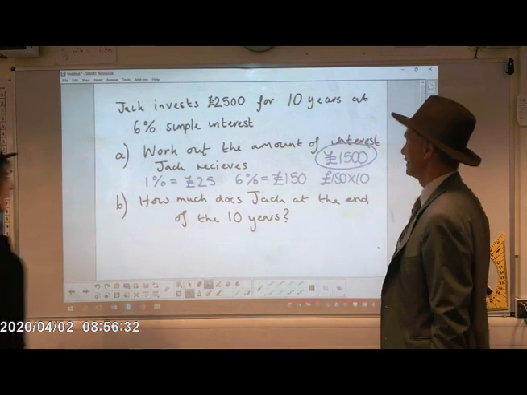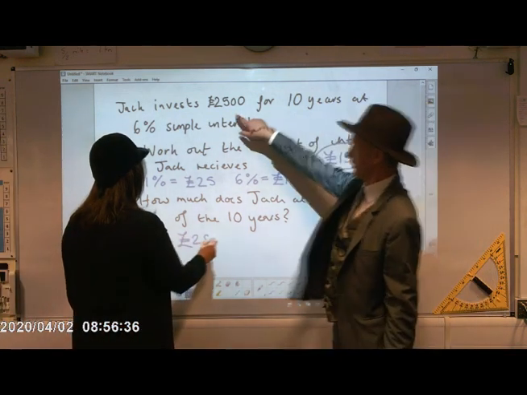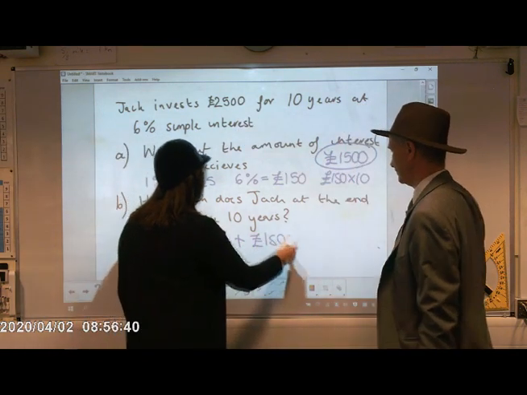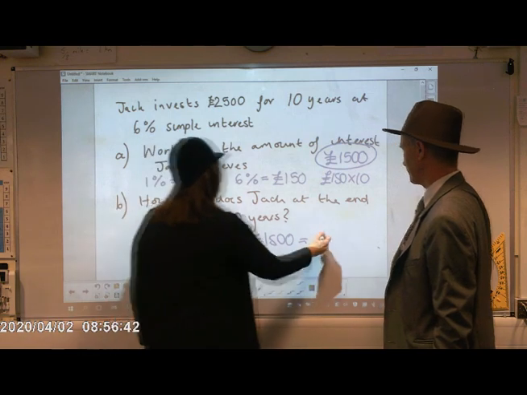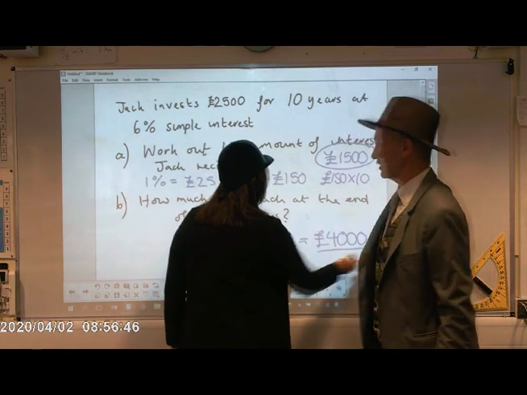Smashed it. How much does Jack have at the end of 10 years? He has his investment, 2,500, plus 1,500, his interest. He is seriously in the money. £4,000. Yes, £4,000. That's why banks don't offer 6% interest, of course.